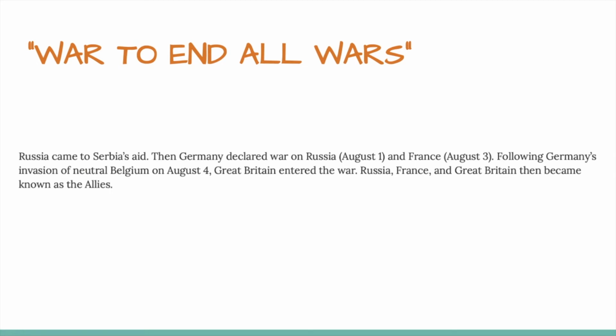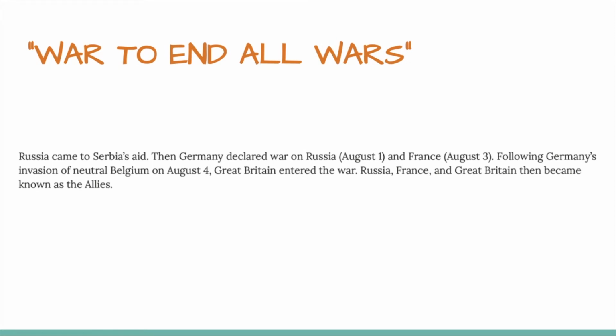So the last one I want to go over is: Russia came to Serbia's aid. Then Germany declared war on Russia August 1st, and France August 3rd. Following Germany's invasion of neutral Belgium on August 4th, Great Britain entered the war. Russia, France, and Great Britain then became known as the Allies. So you know the drill: main event, then come back to this video, okay?